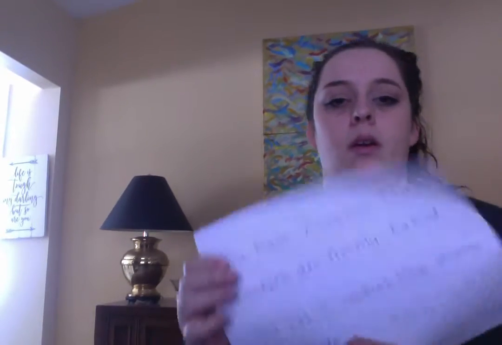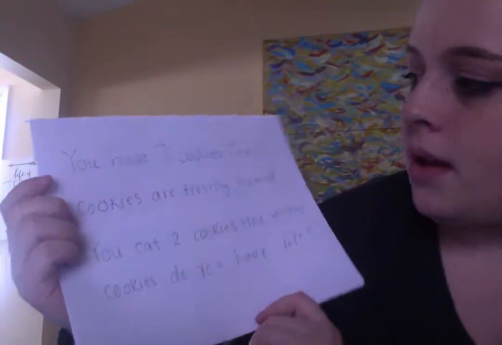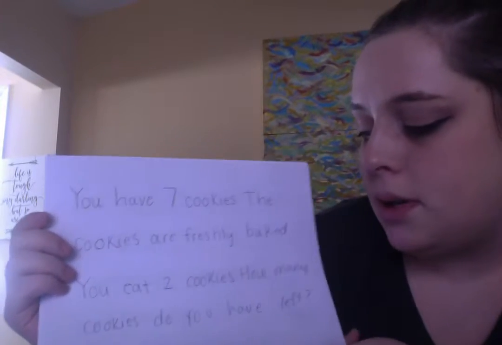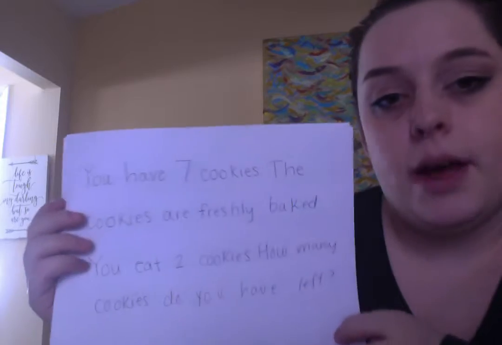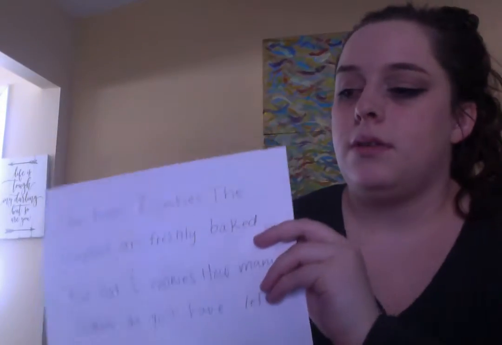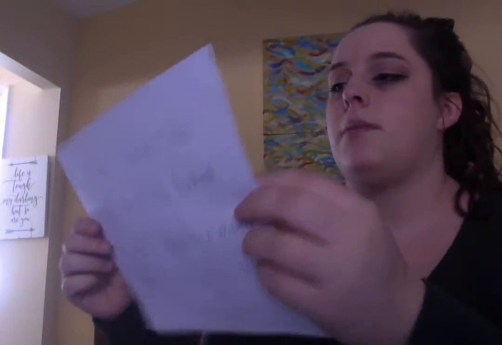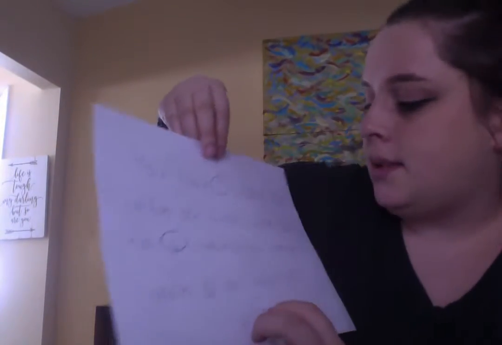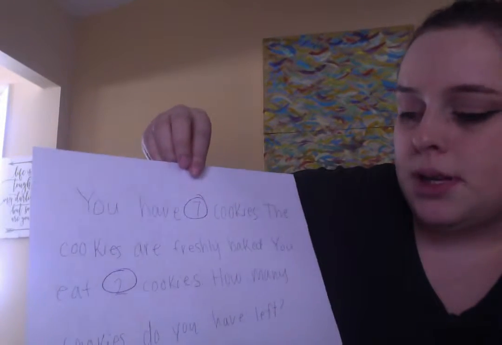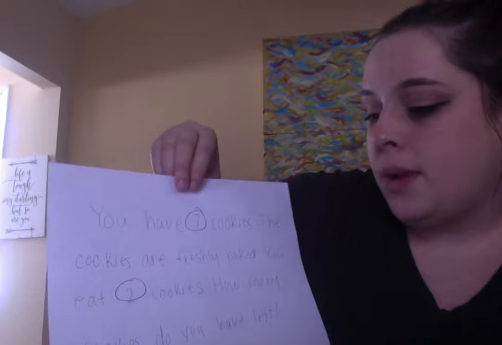And our last problem to model this cubes strategy, we'll read our question. You have 7 cookies. The cookies are freshly baked. You eat 2 cookies. How many cookies do you have left? So first, for cubes, the C is circle the number. So you have 7 cookies. We'll circle the 7. The cookies are freshly baked. You eat 2 cookies. We'll circle the 2. How many cookies do you have left?